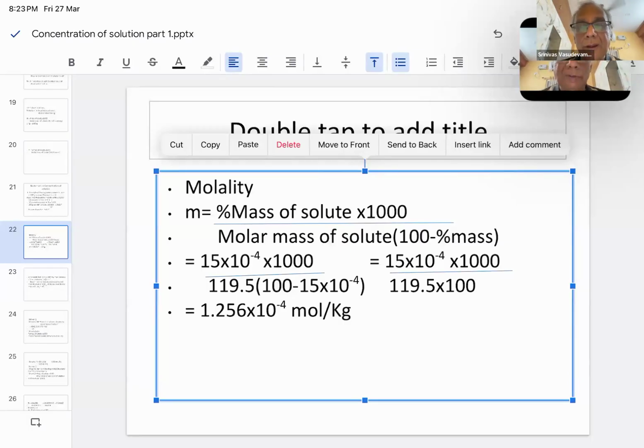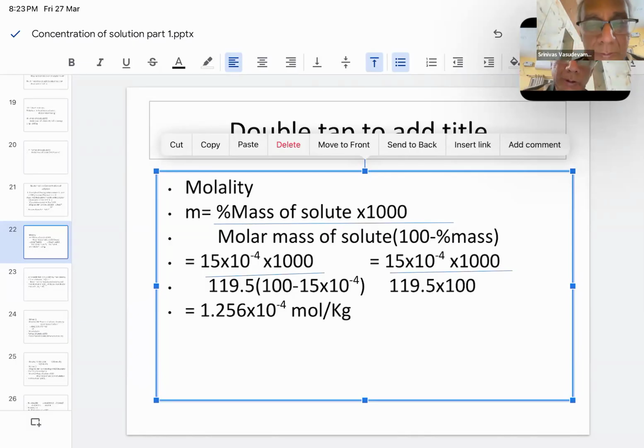In 100 minus 15 into 10 power minus 4, the value 15 into 10 power minus 4 is very small, negligible, so I can take it as 100 here. So I write 15 into 10 power minus 4 into 1000 divided by 119.5 into 100. That comes to 1.256 into 10 power minus 4 mole per kilogram. The unit is very important. Sometimes the unit carries half a mark, or in a 2 marks numerical, the unit will carry half a mark.